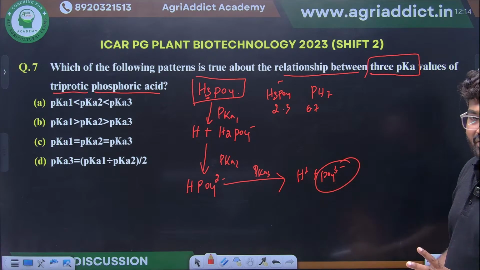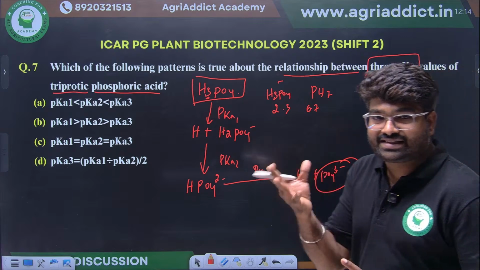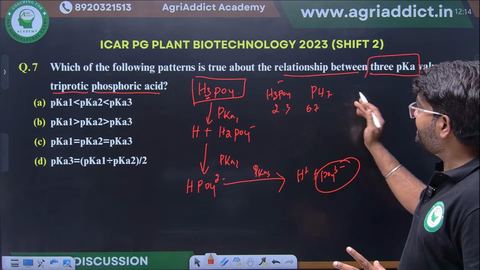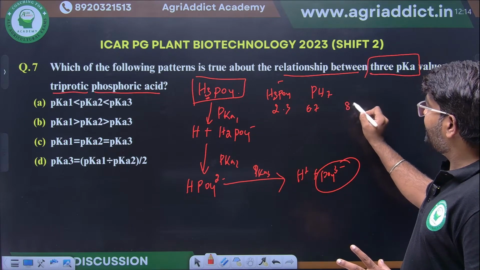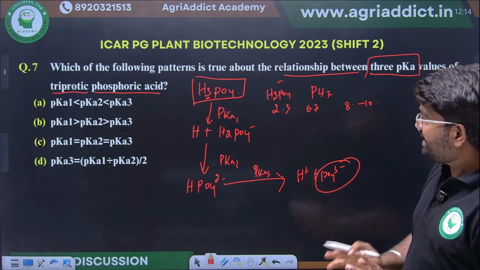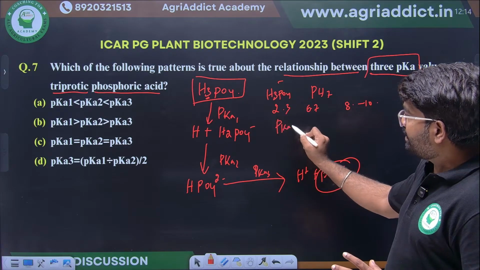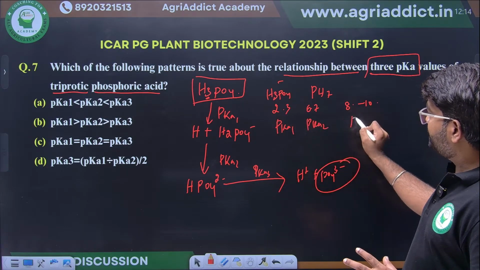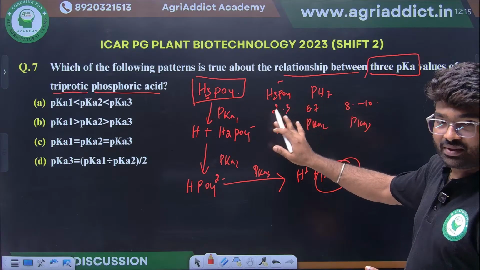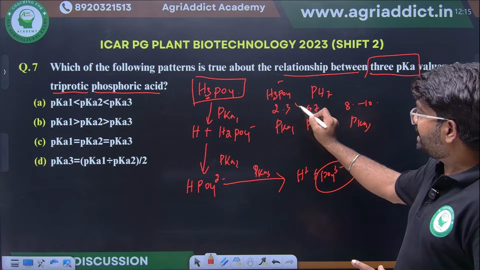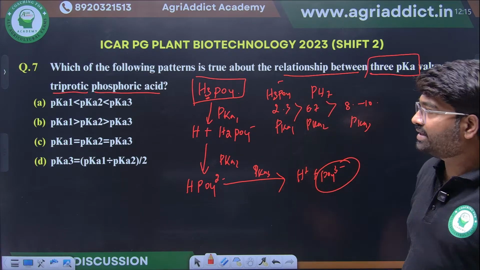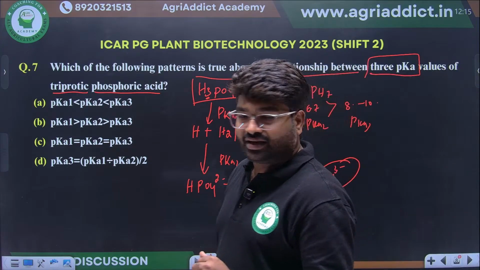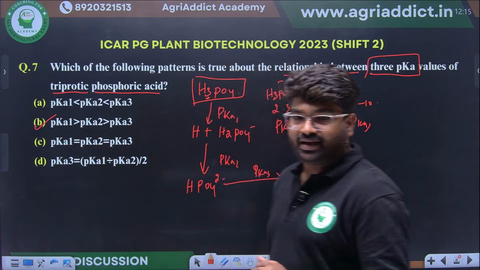Completely, it will become a proton acceptor form. It will come behind the 7 pH, for example, 8 to 10 it will come. You see here, this is pKa1, pKa2, this is pKa3. If you see the relationship, pKa1 is always greater than pKa2, which is always greater than pKa3. Clear? So, this will be the right option.